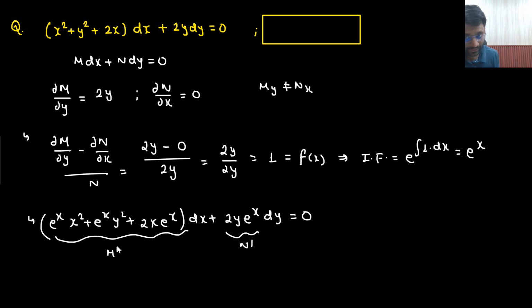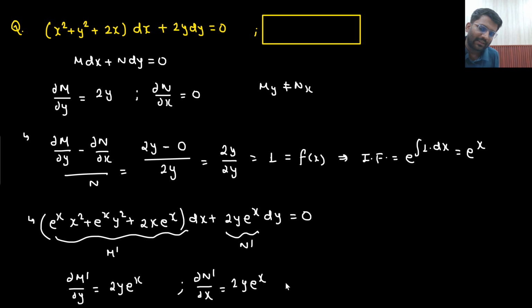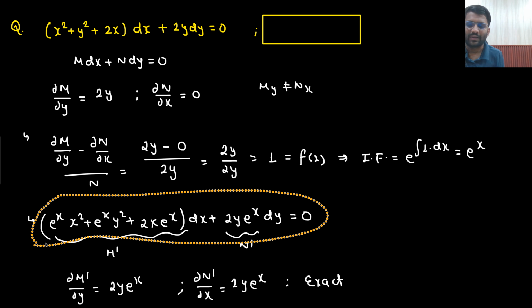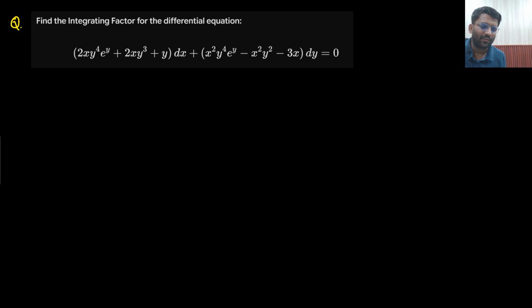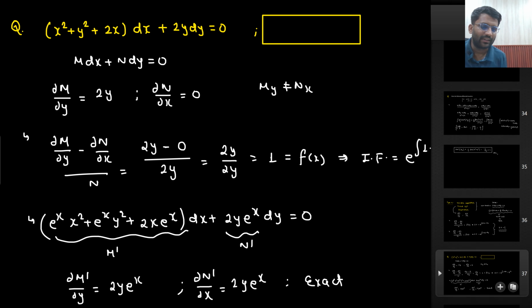Now you calculate the partial differentiation of M with respect to y. So what is the answer you are getting? 2y e to the power x. And then the partial differentiation of N with respect to x. What are you getting? 2y e to the power x. Yes sir, it is coming out to be an exact equation, and if it is exact, then I am very happy, because I can solve it very easily.